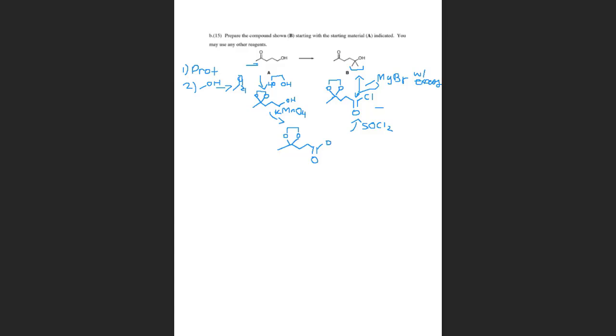And then after that, we can absolutely use SOCl2 to form our acid chloride, right? And then from there on, we can use MTBR to add on those methyl groups. What else do we have to do after we use the MTBR? What else do we have to worry about? Can I go directly to this ketone form?